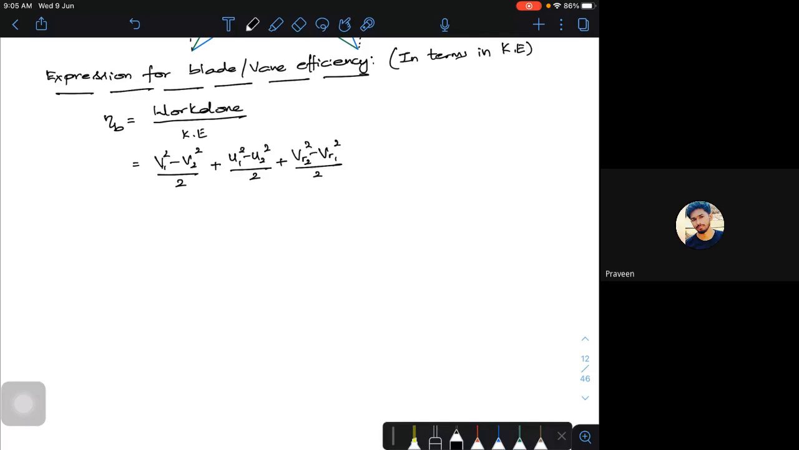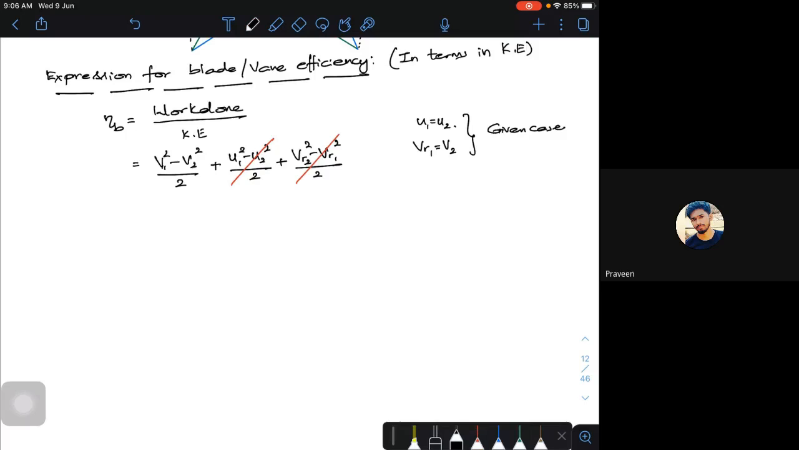Now, for a de Laval turbine, already you know that U1 is equal to U2 and VR1 is equal to VR2. This is only for the given case, that is a de Laval turbine. So in that case, what will happen? Both these quantities get cancelled.